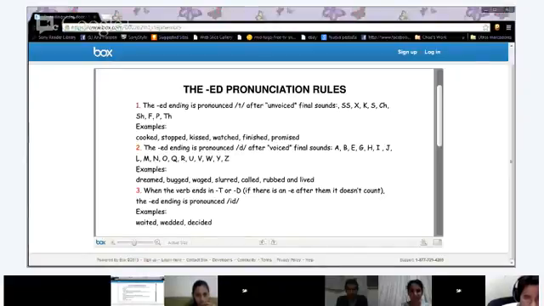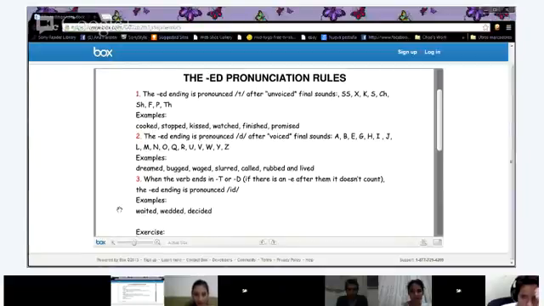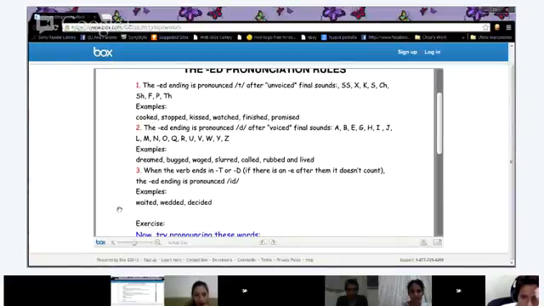Rule number 3 is for Gizem. Let me have you read rule number 3, please. I'll try. One second, please. When the verb ends in T or D, if there is an E after them, it doesn't count. The ED ending is pronounced ED. Examples: waited, wedded, ready, decided.